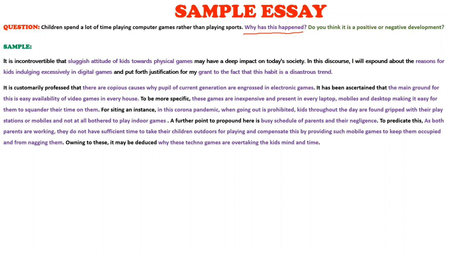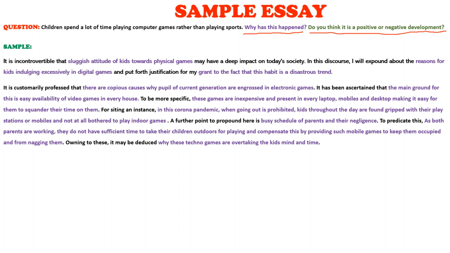And the second question is, do you think it is a positive or negative development? The second question is my opinion. They're asking my opinion whether it is positive or negative. So I will choose one side. If I think it's positive, the second body paragraph is going to talk about only the positive side. If it is negative, then I will be saying it's a negative trend.